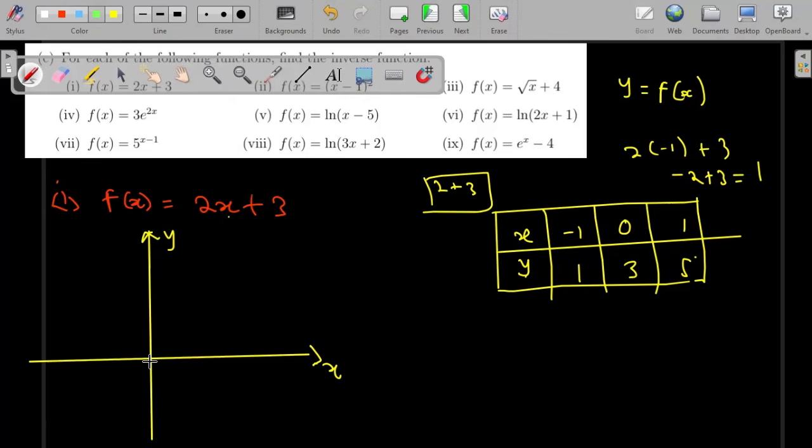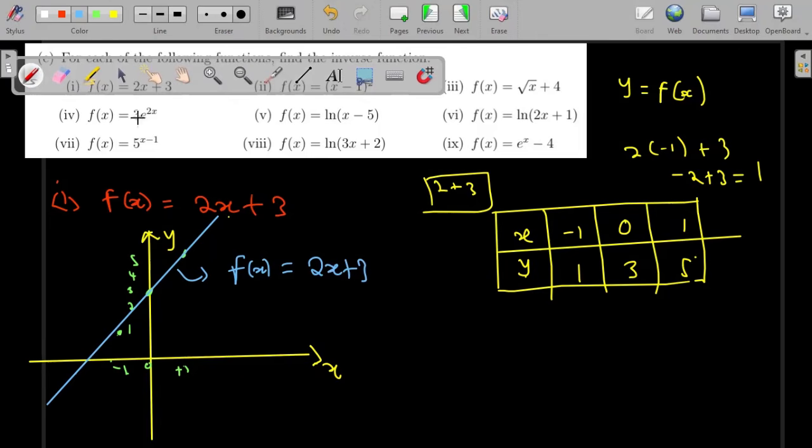So the first one is -1, 1. So -1 can be somewhere there. I have my 1. Okay, and then 2, 3, 4, maybe 5 somewhere. Okay, here we have 0. So we're saying -1 gives us a 1. Okay, so I'll plot there. And then 0 gives me a 3, so I'll plot there. Then 1 gives me a 5, so I plot there. So you can see the straight line there. So you just join these 3 points like that. Okay, so this is the line f of x is equal to 2x plus 3.